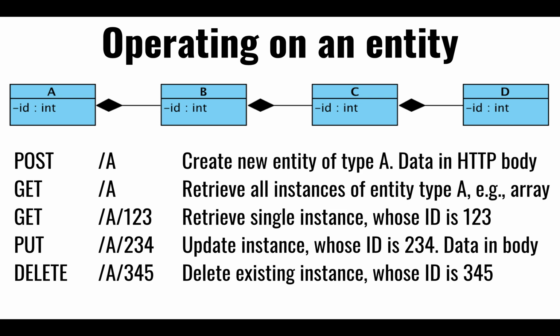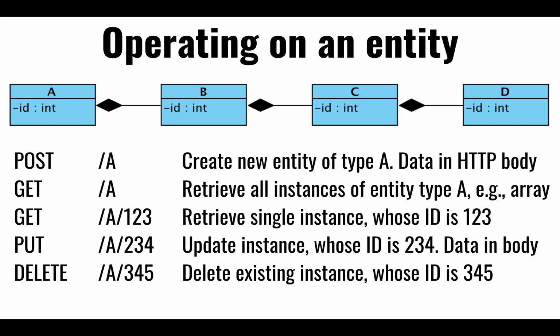If you want to update an existing record, you would say /A and then the actual record that you want to manipulate or update. In this case, I'm manipulating the record whose unique identifier is 234. And by the way, the new data is provided as part of the body. So the data is in the body. Same thing in the post, right? The new instance is in the body.